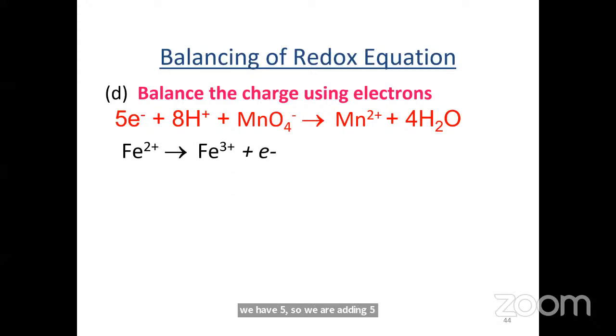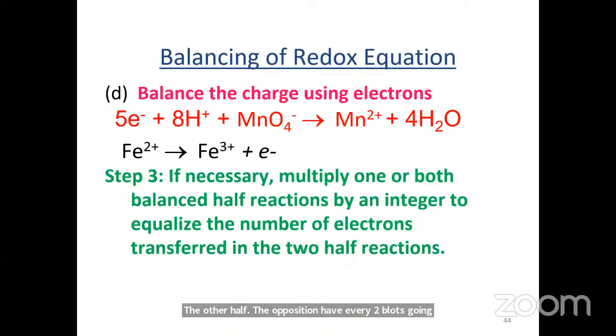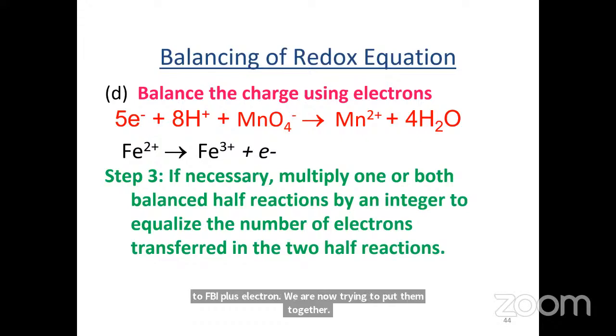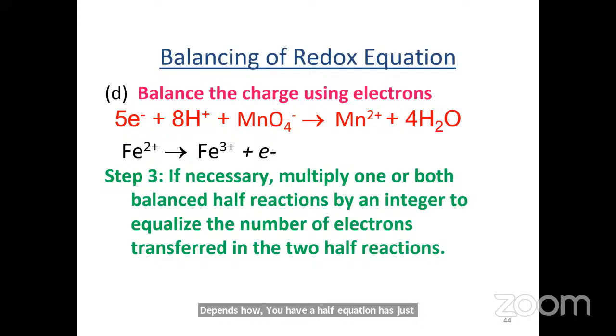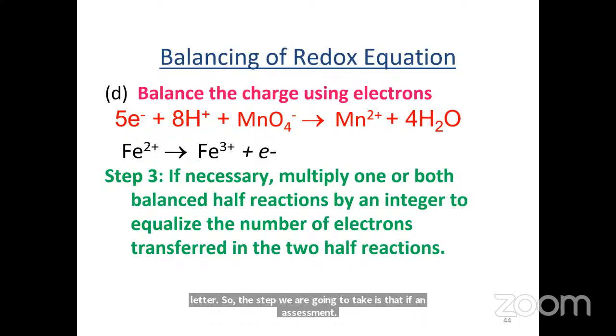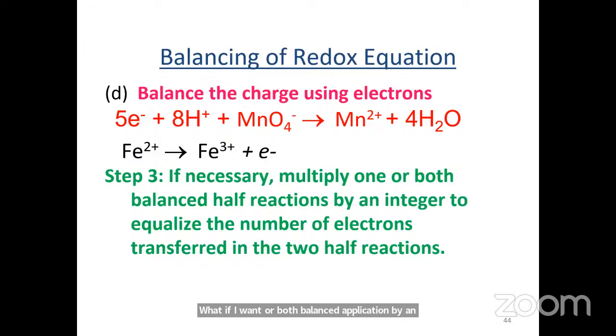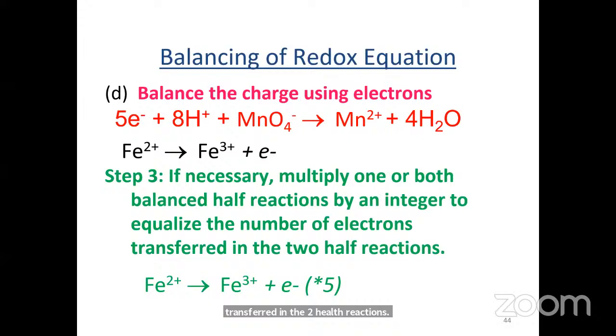Now, the other half, the oxidation half, Fe2 plus going to Fe3 plus plus an electron. We are now trying to put them together. The first half has 5 electrons. The second half equation has just 1 electron. So the step we are going to take says, if necessary, multiply one or both balanced half equations by an integer to equalize the number of electrons transferred in the two half reactions. That will lead us to multiplying the oxidation half by 5 in order for the electrons to be balanced.